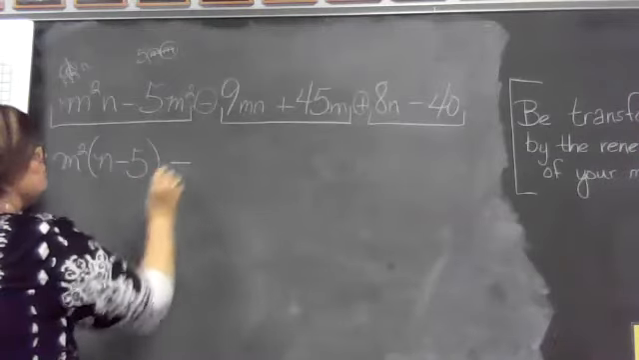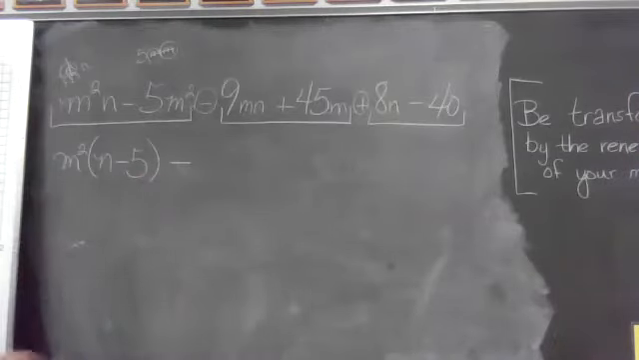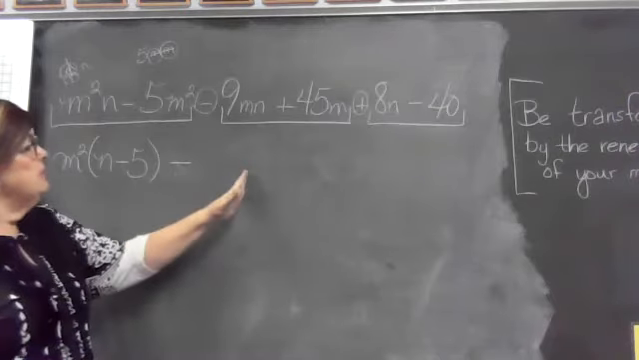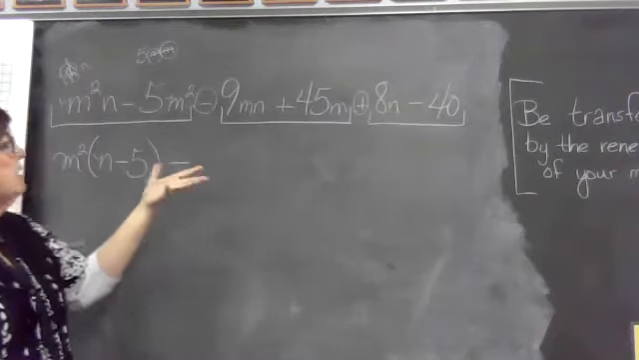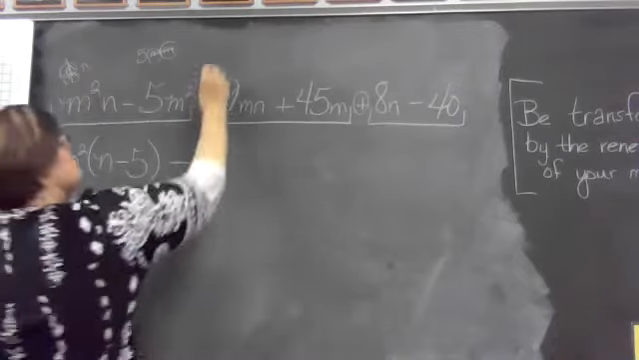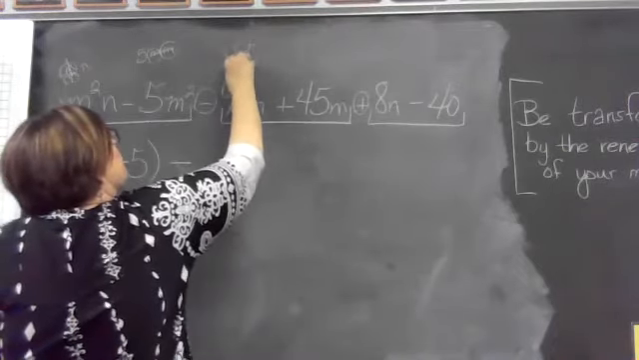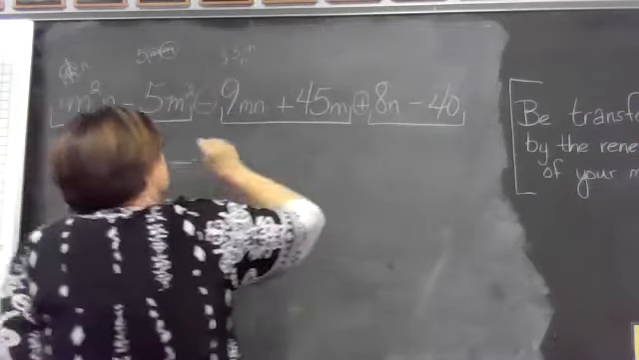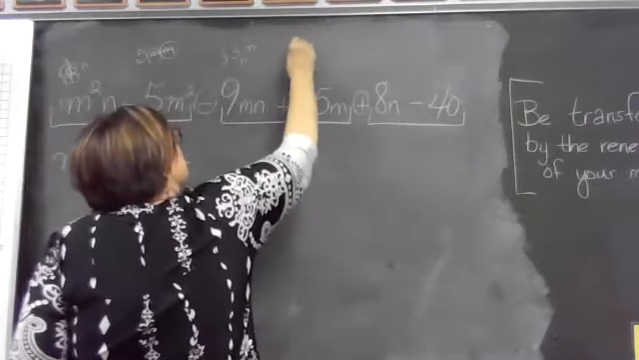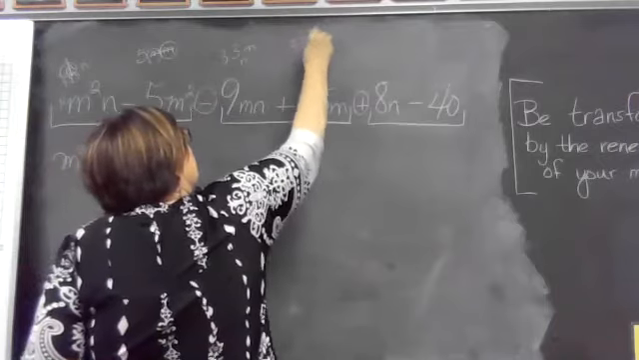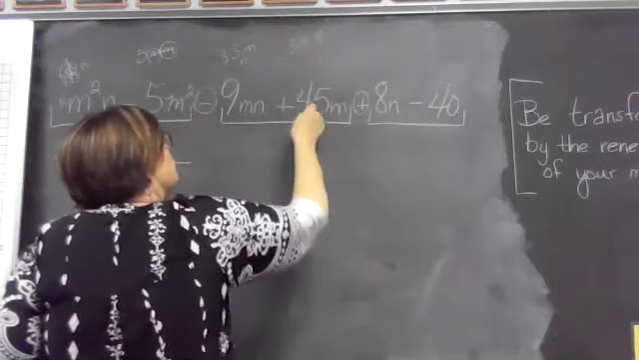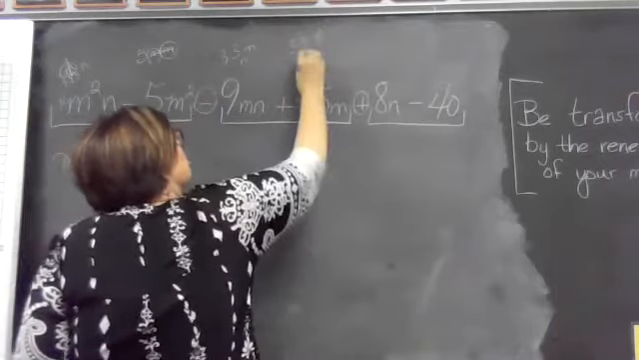I have a minus, so keep in mind that when I do this next parentheses, it will have to have the opposite sign. So let's do this. I have a 3 times a 3 times an m times an n. And I have a 3 times a 3 times a 5. That's 9 times 5 is 45. And an m.